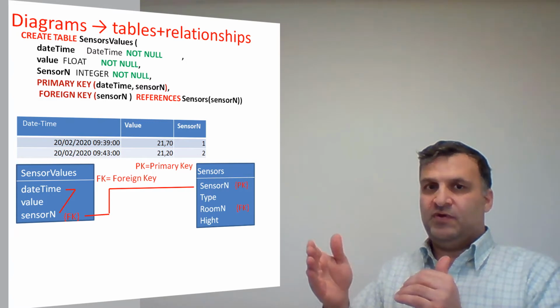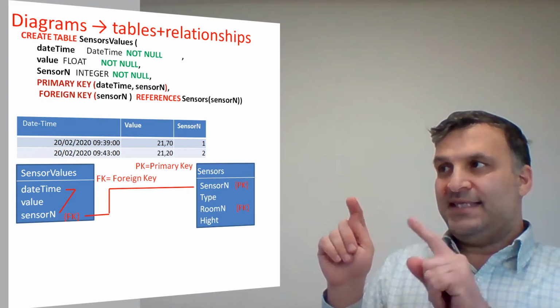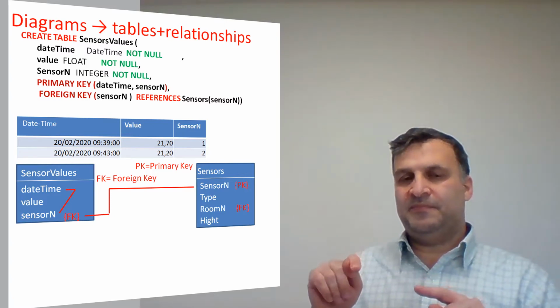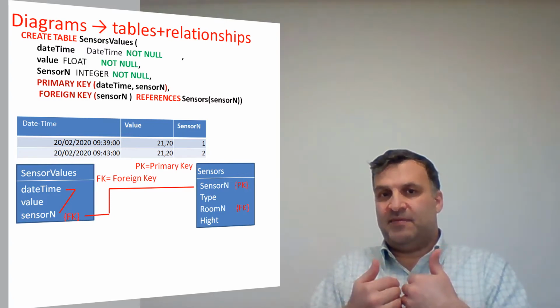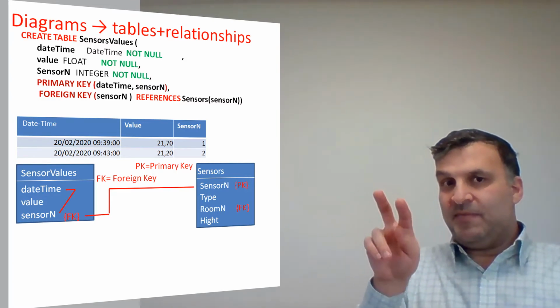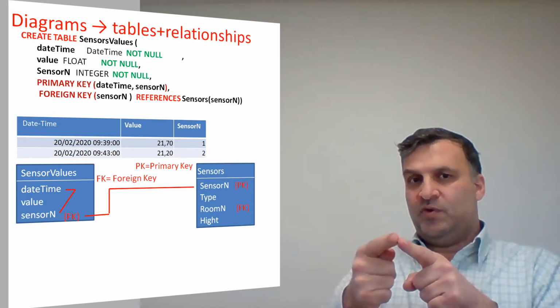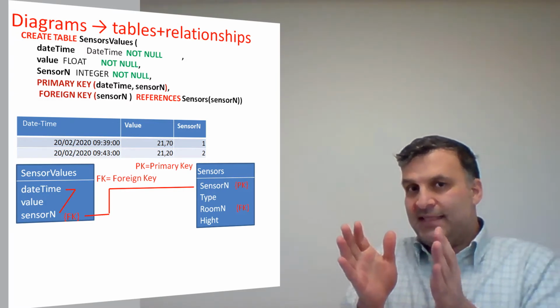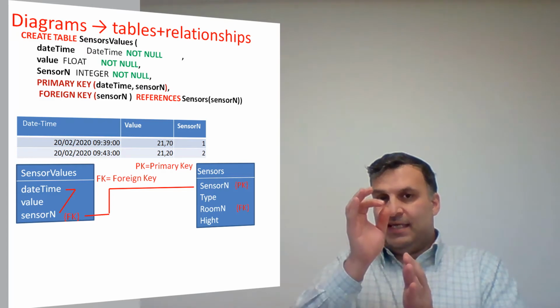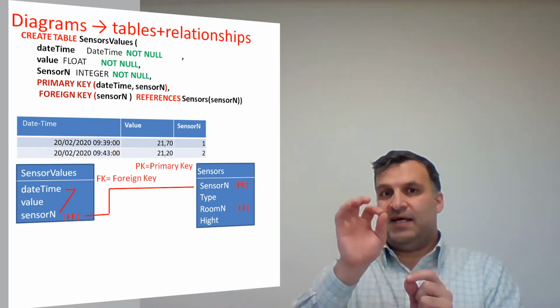So we can receive 22.5, for example. What is important here is that the primary key is date time and sensor number at the same time. Because we receive data from sensors, we put them in this table. And we see that the primary key is not only one attribute. It is two attributes together. So in this table, we can know that at a specific time, a specific sensor gives a value.